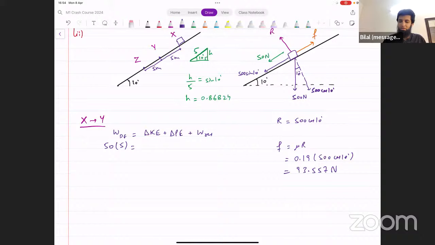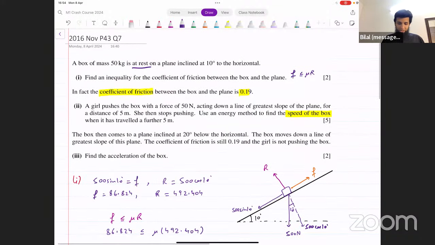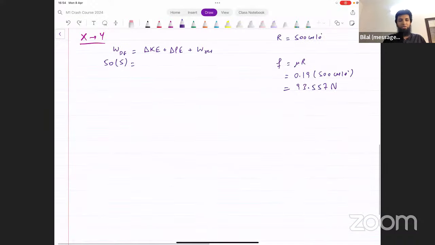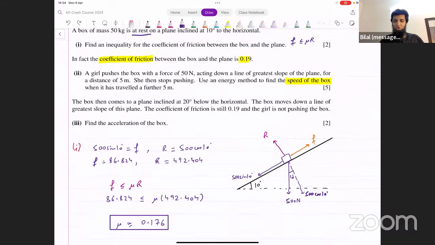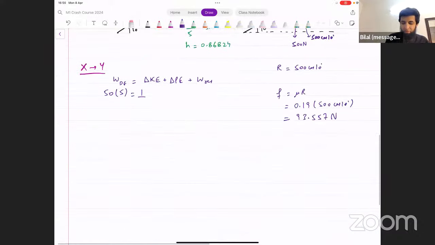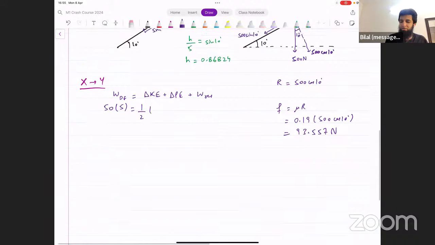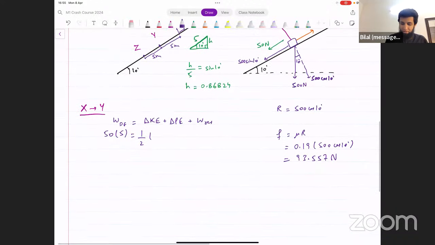Change in kinetic energy. Now, the object started from rest, right? So initial kinetic energy was 0. What about the final kinetic energy at the point y? Do we know that? We don't. We don't know what happens after 5 meters. So we can say it's half into m. What was the mass of the object? Mass of the object was 50, into v squared minus u squared. U was 0. This is the change in kinetic energy.